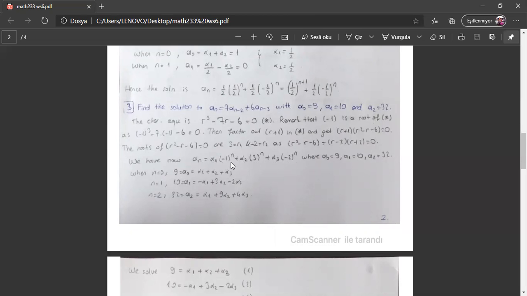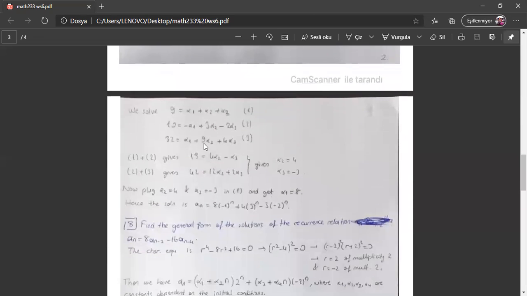So here we have this general solution. The first root was minus 1, so here we have minus 1 to the n. The second and third roots are 3 and minus 2, each of multiplicity 1. So we have this. Now we just use these conditions. When n equals 0, we plug in n equals 0 and get this. Then for 1 and 2, we write them, and we solve these three equations.